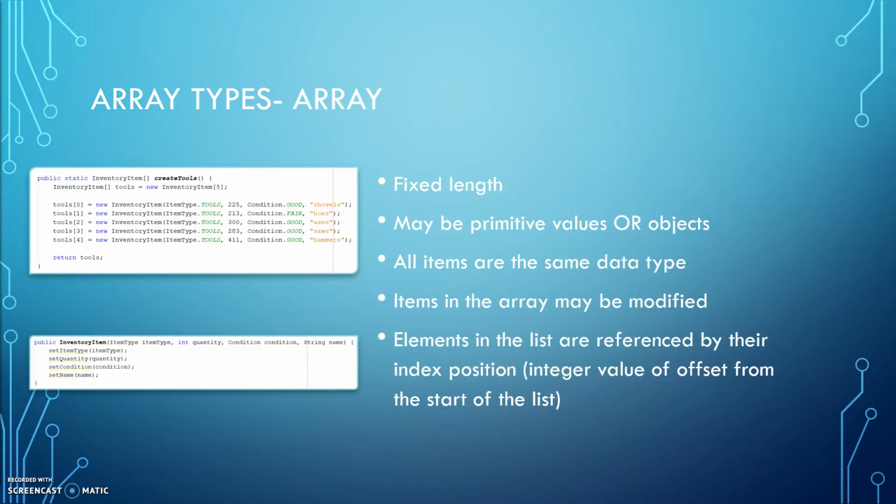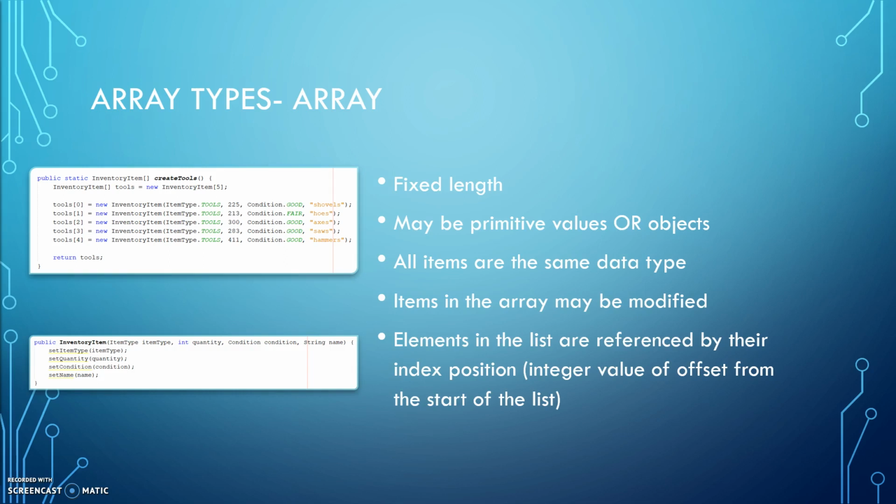And you can see an example here in our array. When we created that, we actually are calling a couple of enums. The item type and the condition are called within that array. So an array is also fixed length. It may be primitive values or objects. All the items are of the same data type.